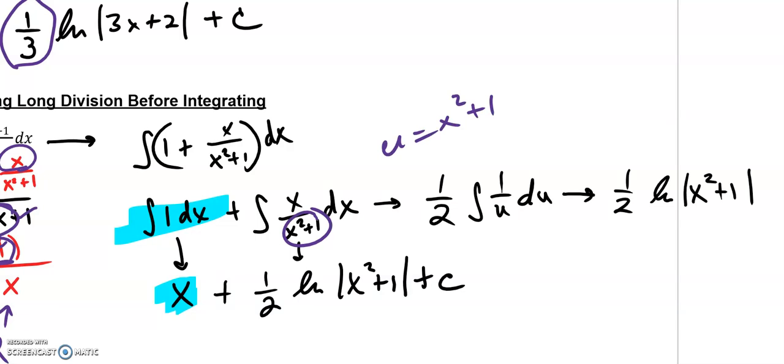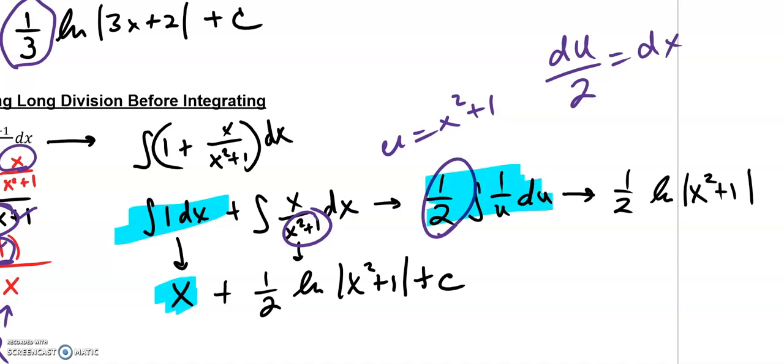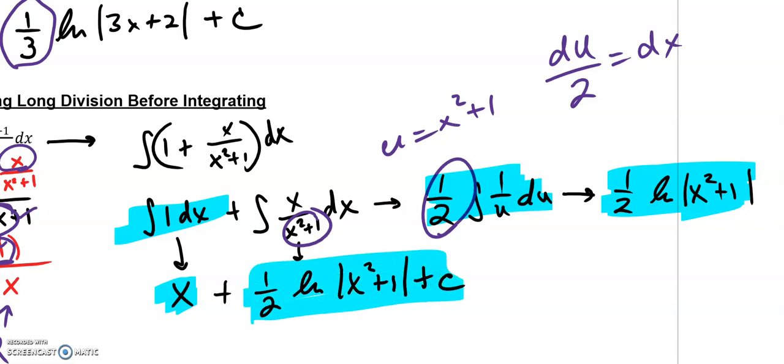And remember, du over the derivative of this, which is 2x, and that's where this 1/2 comes from, because you're going to pull that 1/2 out. So then it just becomes 1/2 the integral of 1 over u, which is the natural log of u, and then plugging u back in there, we get 1/2 natural log of x squared plus 1. And so then we add the x and what we just got here, the 1/2 natural log of x squared plus 1 plus c, and we have our complete answer, our indefinite answer.